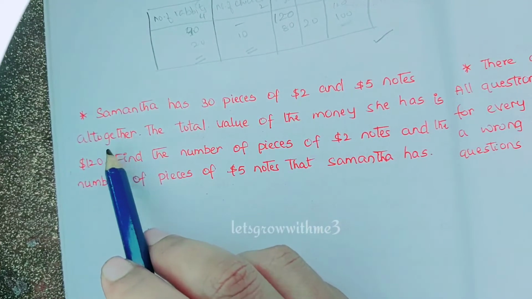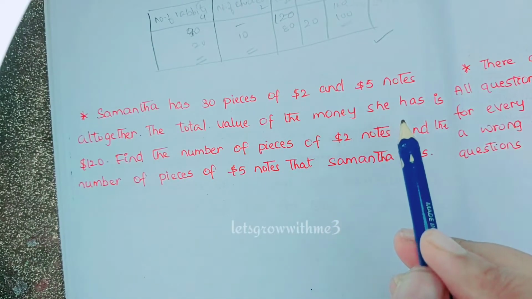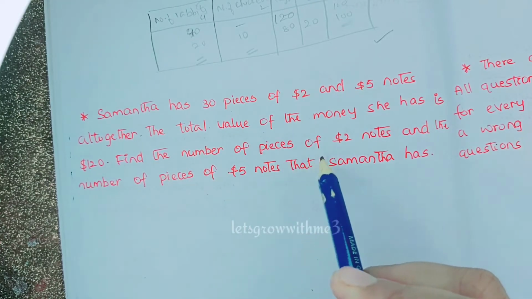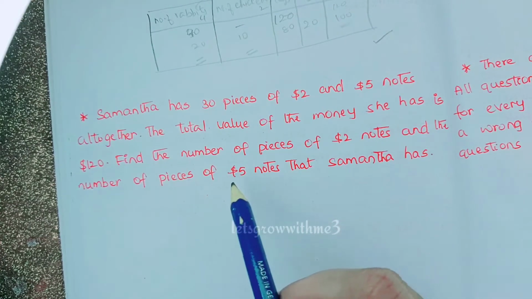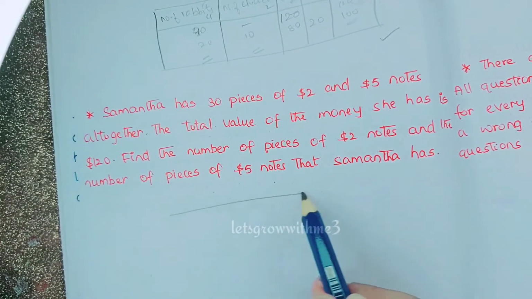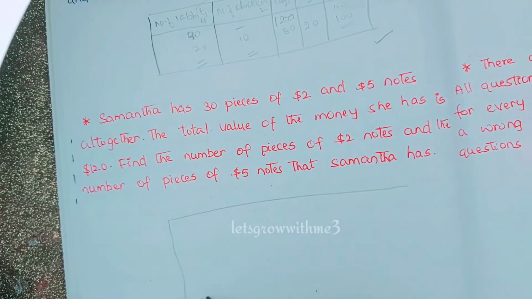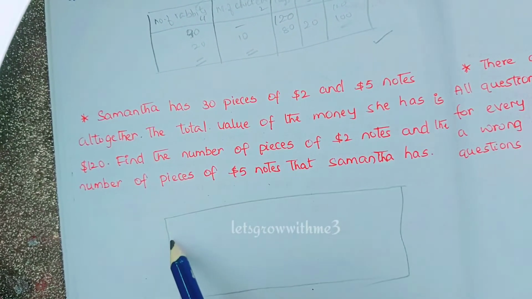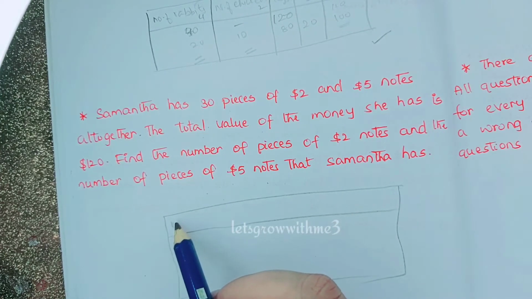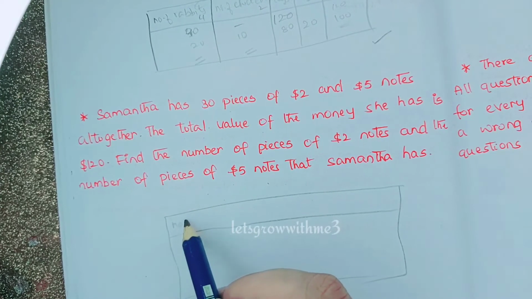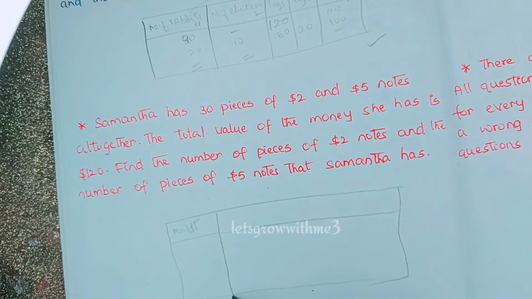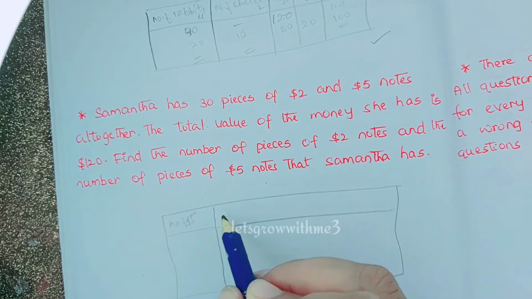Samantha has 30 pieces of $2 and $5 notes altogether. The total value of the money she has is $120. Find the number of pieces of $2 notes and the number of pieces of $5 notes that Samantha has. Here we have two subjects, $2 and $5 notes, and the attribute is the value of the money. The total value of the money she has is $120.